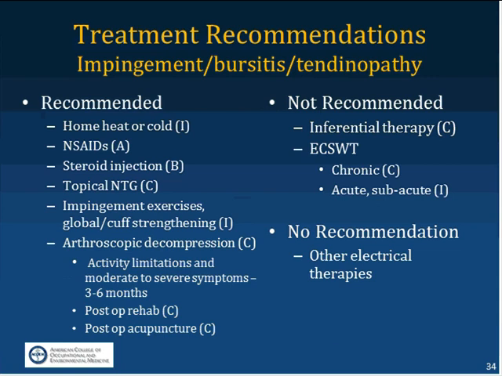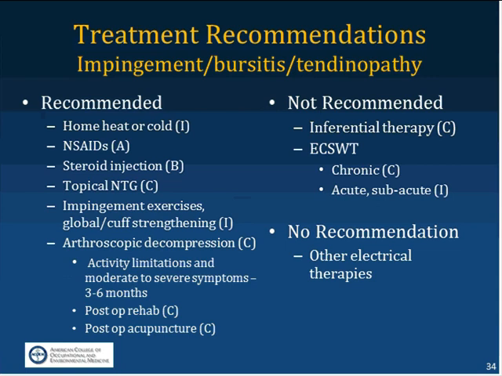Now, if we move over to impingement slash bursitis slash tendinopathy, same bucket. Home heat or cold, this is a reasonably similar list, but not entirely. Home heat or cold is recommended. NSAIDs have A-level evidence, which may be extrapolated. Steroid injections have B-level evidence, but this is not an initial therapy. This is done after failure of other treatments.